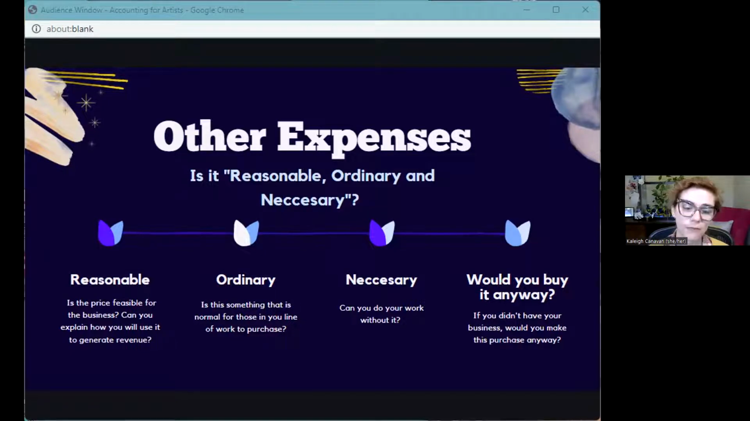Sometimes things can be partially deductible, such as your cell phone, your home office, but not 100% deductible. And that is something to definitely dig into with your accounting professional.